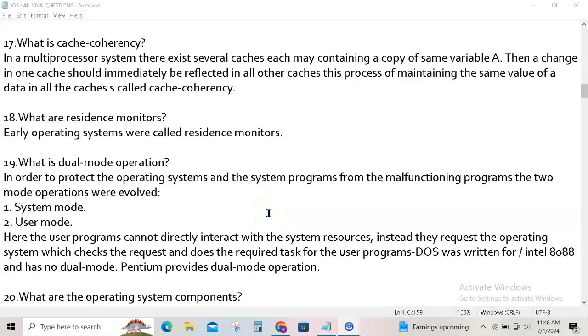Next, what are resident monitors? Early operating systems were called resident monitors. Next, what is the dual mode of operation of an operating system? In dual mode of operation, there are two modes. We have user mode and kernel mode, also called system mode or monitor mode. User mode is where the user programs run, and here they cannot interact with the operating system's resources. They have to request the operating system, which would check the request and then perform the task.